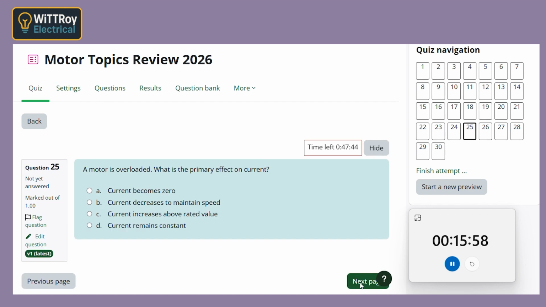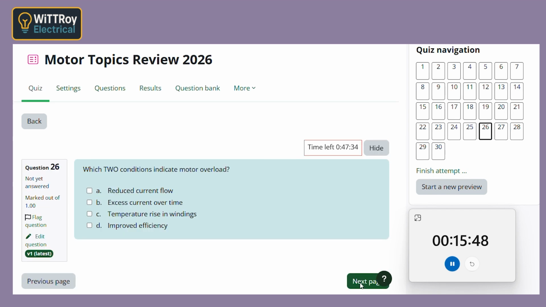Question 25. A motor is overloaded. What is the primary effect on current? Current increases above rated value. Correct. The motor has to produce more torque to carry the extra mechanical load, so it takes more current. So overload is basically an electrical sign of too much mechanical demand. That's a very good way to put it. The wrong answer, saying current decreases to maintain speed, is wrong. Current does not magically fall when the motor is struggling. Current remains constant is also wrong, and current becomes zero is obviously wrong.